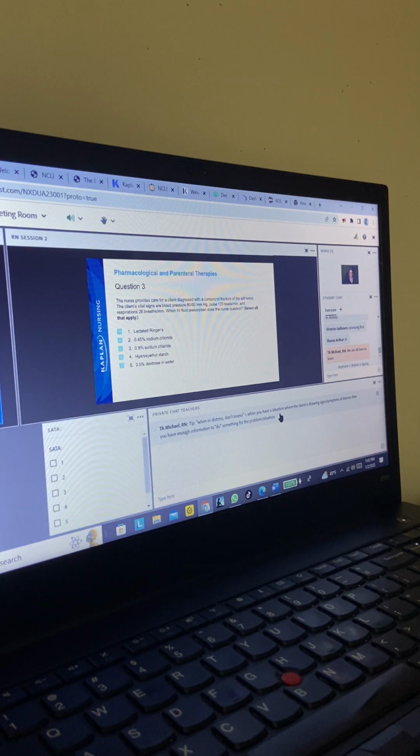The nurse provides care for a client diagnosed with a compound fracture of the left femur. The vital signs are blood pressure 80/60, pulse 120, and respirations 26. Which IV fluid does the nurse question? Now, when it says IV fluid the nurse questions, that means I am looking for something wrong, because I will question a fluid that is wrong.